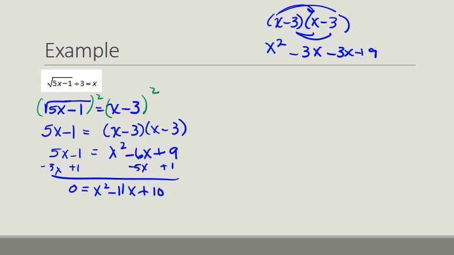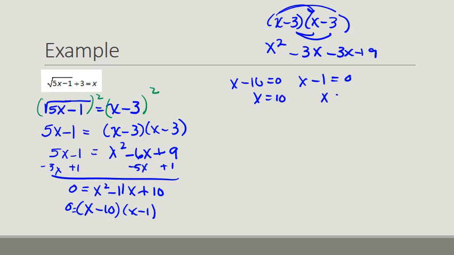Right? And I can solve this easily by factoring, because the factors of 10 that add to negative 11 are x minus 10 and x minus 1. If I set those factors equal to 0, I get x equals 10 and x equals 1. Okay. Now, we could have extraneous roots, and those are caused whenever we are dealing with squares and square roots in imaginary numbers. So I want to check.